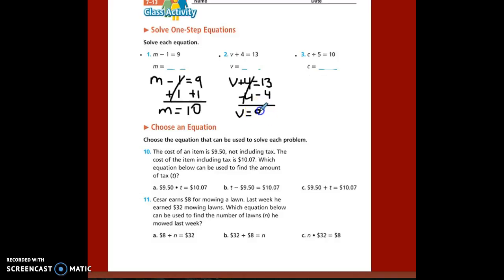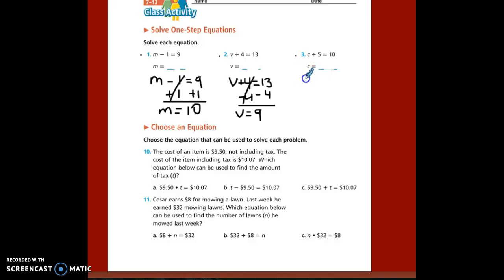Now you can go back and double check your work, and you should. Let's try it. If I plug this in, if I say 9 plus 4, I end up with 13. Let's double check this one. If I plug in m equals 10, 10 minus 1 is 9. And so we know it works. All right, so now I want you to go ahead and try 3 on your own, and let's see what you get.